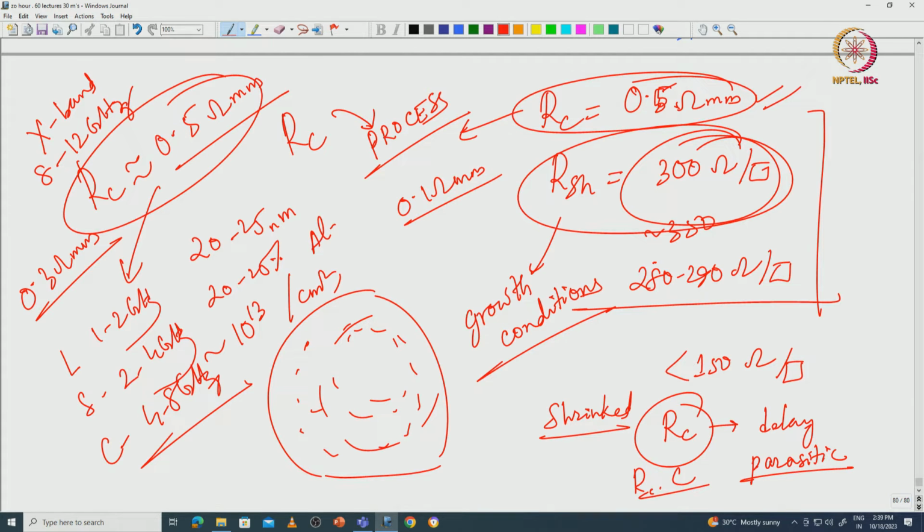Okay, when I say L band, S band, C band, etc., I mean you are extracting RF output power at these frequencies. This is not the cutoff frequency. Cutoff frequency is the frequency at which your gain is 1. We will come to that very soon. But these are the frequencies at which you are going to extract the RF power out of the device.